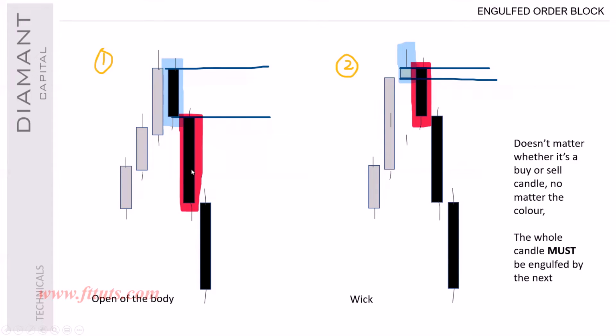Now, what does it mean, engulfed? First time I heard engulfed is when something goes on fire, it covers it completely. What we mean in trading terms is the candle, the whole body gets covered by the next candle. So you see, for example, right here, the body or the wick or whatever, it completely blows it out.